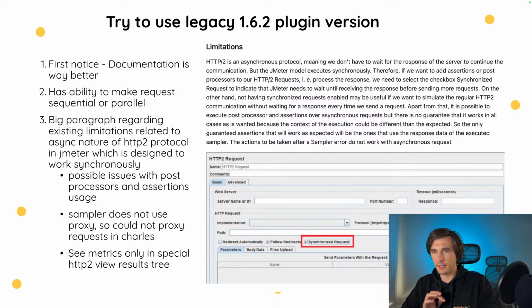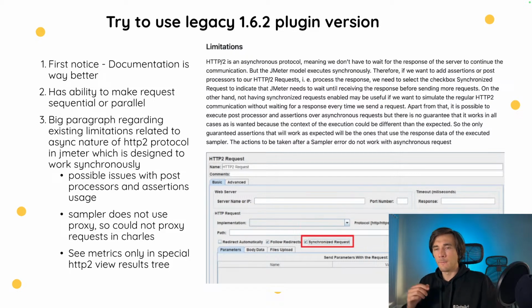And in this legacy implementation, that is the biggest problem, because they did it in a totally async way. Yes, it was able to send requests in parallel, use a single connection and multiplex them, but it was a crazy problem in terms of creating and managing your scripts, because all your post processors, assertions, listeners are just not working, because JMeter doesn't know about all these async requests.